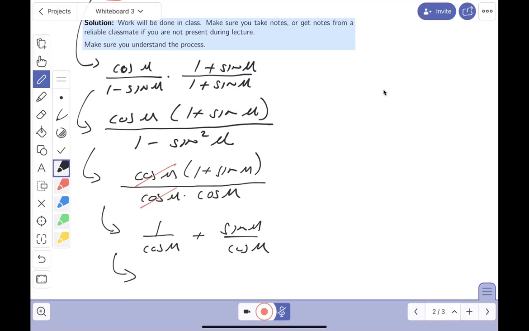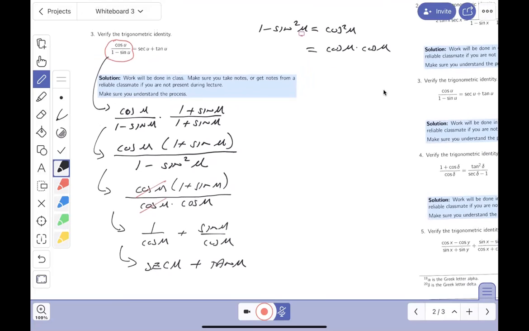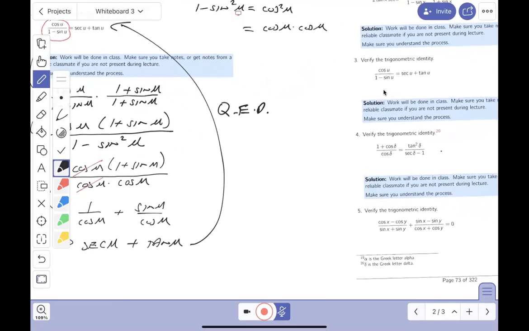What do you get over here? Secant u, and sine over cosine is tangent of u. Let's look at the original problem. I want to point out we're seeing it, QED. All right, that was number 3. Let's go to number 4.